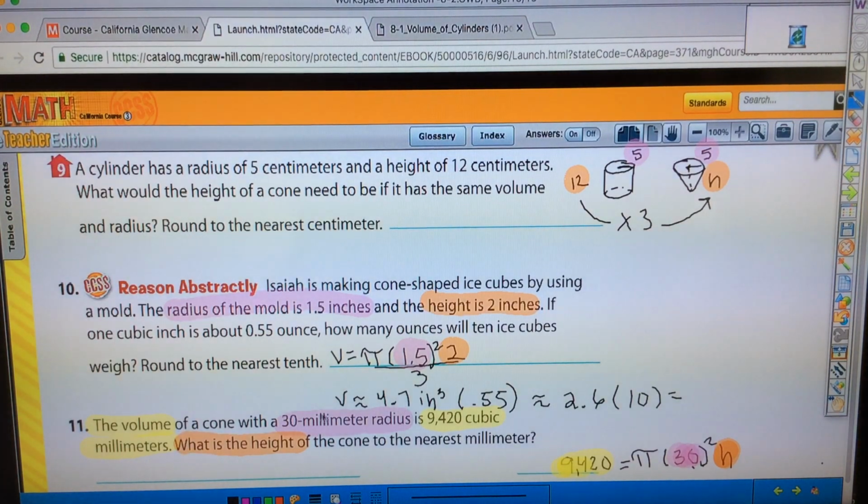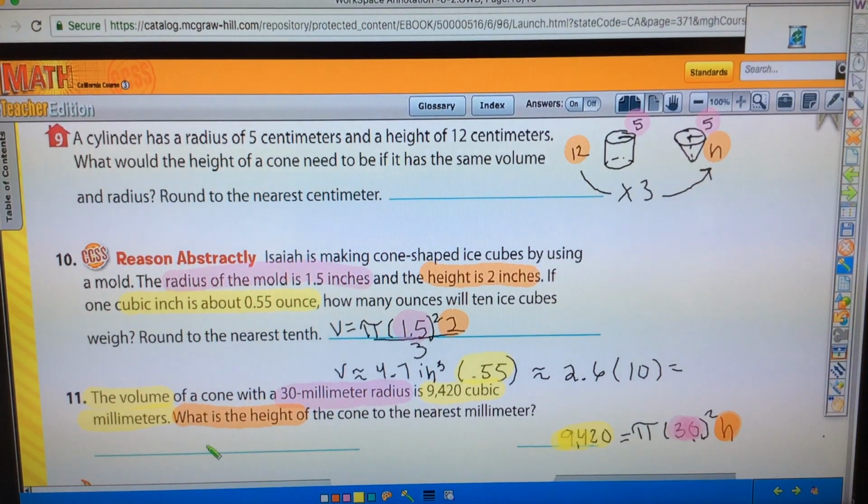They tell you that each ice cube, I'll put it in yellow here, has a weight of about 0.55 of an ounce. So you're going to take the volume, just like in the tree stump problem in 8.1, and multiply it by the weight of each cubic inch. And lastly, they're telling you that he's making 10. So how many are 10 going to weigh? The volume times 0.55 is about 2.6. This is per ice cube. Well, he wants 10 of them, so go ahead and wrap it up at the very end. You're just going to multiply by 10.